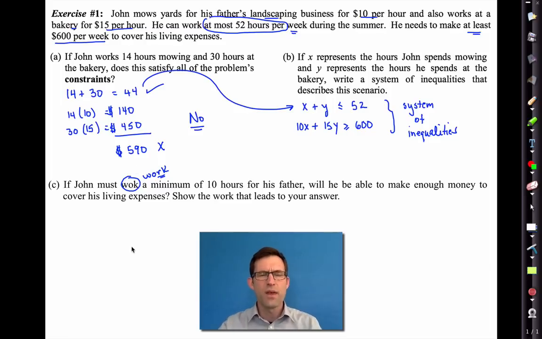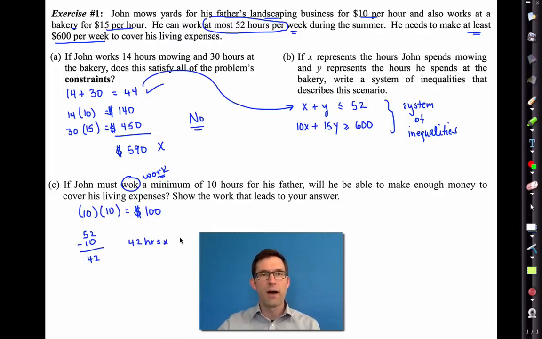All right, well, let's see. He's going to work 10 hours for his father times $10 per hour, so he's going to make $100 just for his father. Now, how much time does that leave him? Well, he can work at most 52, so subtract off the 10 hours he's got to work for his father. He's going to be left with 42 hours that he can work at the bakery.